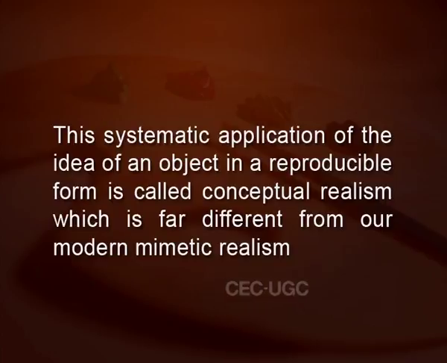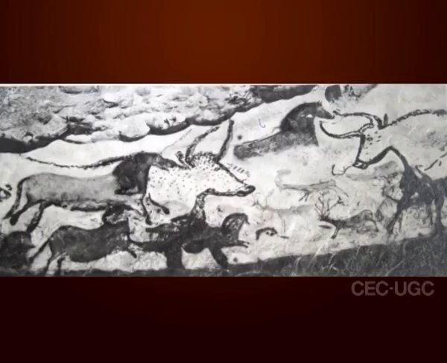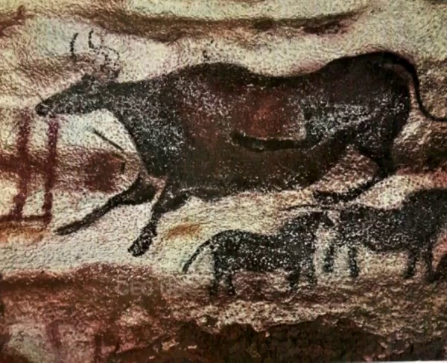It is more faithful to the idea of an object, here the body, than to the visual appearance seen from a particular angle. This systematic application of the idea of an object in a reproducible form is called conceptual realism, which is far different from our modern mimetic realism. As we have seen, the Paleolithic paintings of animals bring us the first expression of conceptual realism.